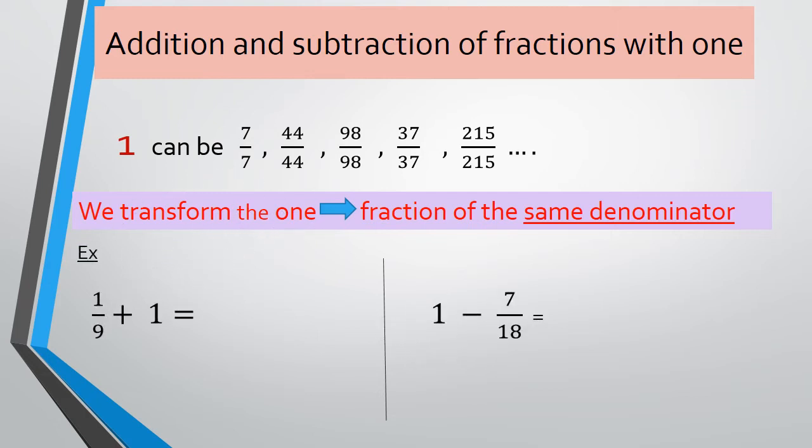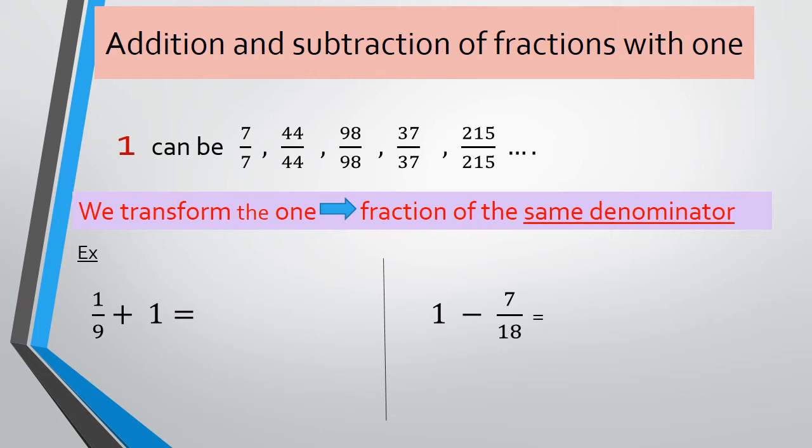We have two examples here, 1 over 9 plus 1 and 1 minus 7 over 18. In the first example, 1 here comes from a fraction 9 over 9. And in the second example, 1 comes from a fraction 18 over 18.